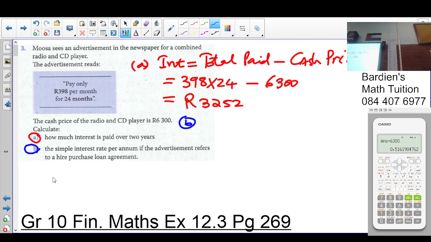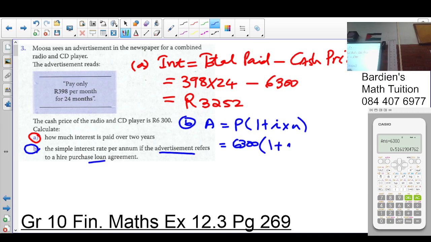B says, calculate the simple interest rate per annum if the advertisement refers to a hire purchase loan agreement. People, if they say HP, what do we know? Simple interest. So A is equal to P times (1 plus i times n). So, what is the principal? 6,300 times (1 plus i, which is what we're calculating, times n). How many years is this for? 24 months is 2 years. And what is the total, the A value? It has to be 398 times 24.